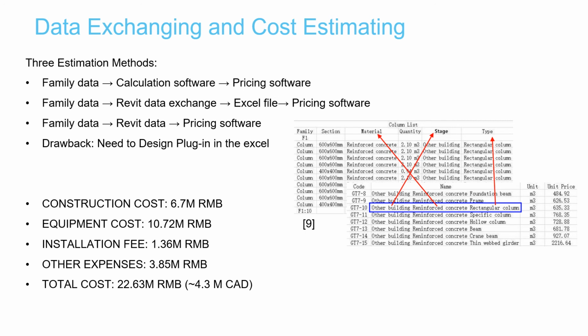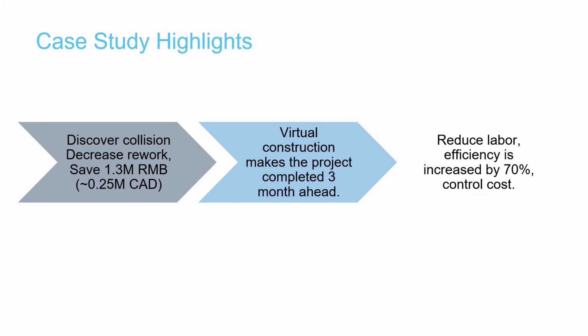The figure on the slides shows the data transferring and the cost calculating process. And finally, the total cost of the project is about 4.3 million Canadian dollars. There are several highlights in this case study. Notably, BIM technology helps reduce rework and helps the owner save 0.25 million Canadian dollars. It also helps the team complete the project ahead of schedule and improve the overall labor efficiency.